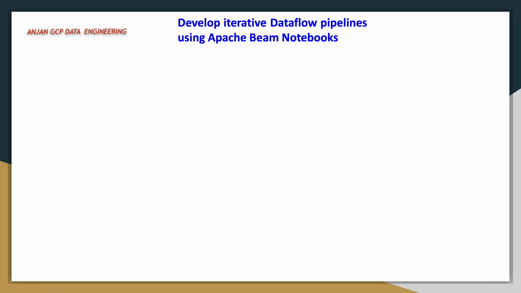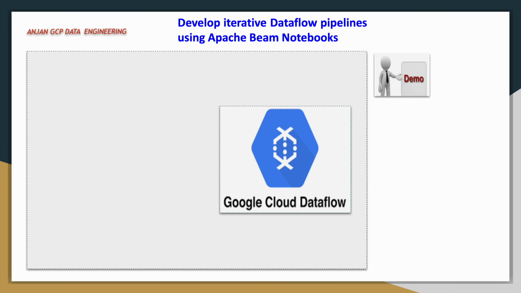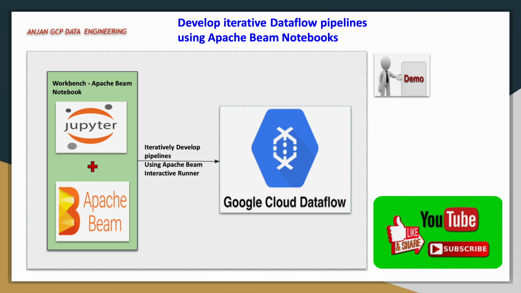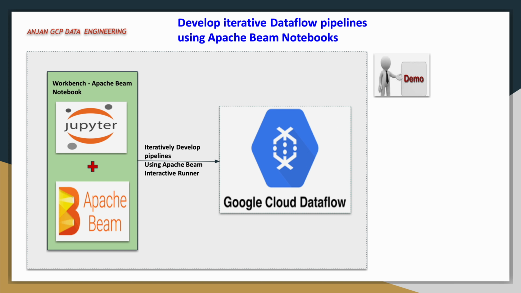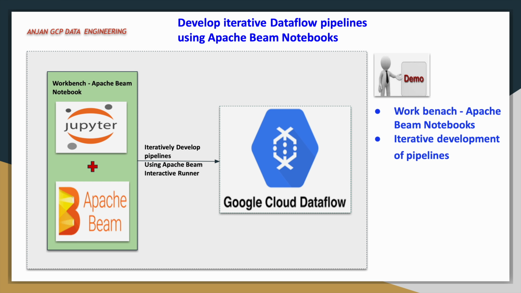In the demo, we'll go to the Google Cloud Console page and the Dataflow section. There's a section called Workbench. Once you click on that, you can see the option to create an Apache Beam notebook. We'll create that notebook, and once it is available, we'll start developing our pipelines in an iterative manner. So we'll quickly go to the demo and see them one by one.